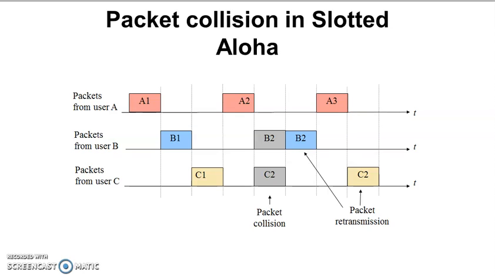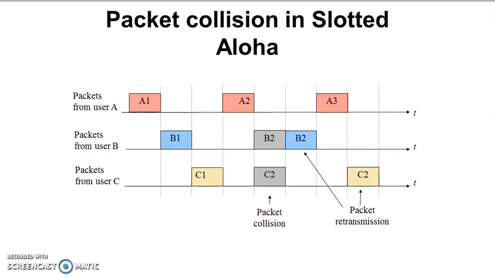In this particular figure, you can see that a collision occurs when packets B2 and C2 are transmitted in the same time slot, and then these packets are retransmitted. So a packet transmission takes place within a particular period of time, and because of that, the maximum throughput is obtained when the normalized traffic is unity.